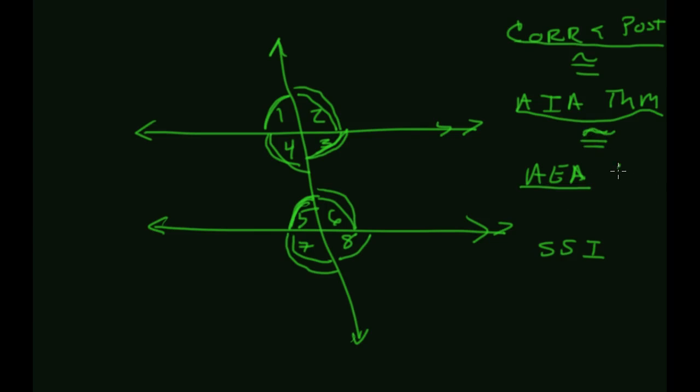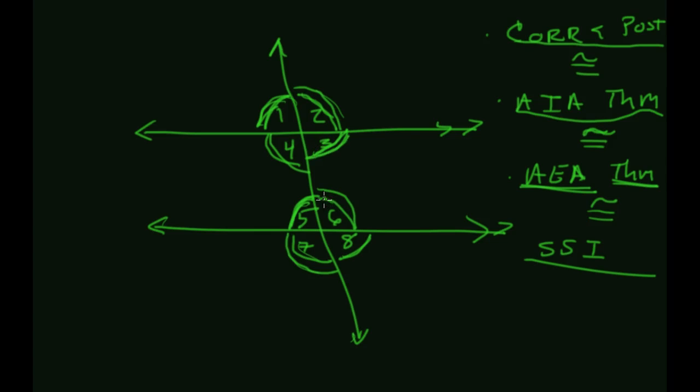Likewise, alternate exterior angles. We're going to get an alternate exterior angle theorem, which tells me that if I have 2 angles on the outside, but on opposite sides of the transversal, like 1 and 8, or 2 and 7, those pairings are also congruent. So, corresponding congruent, alternate interior angles congruent, alternate exterior angles congruent. The last one are same side interior angles.